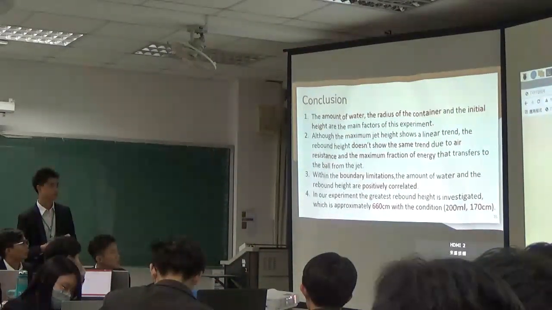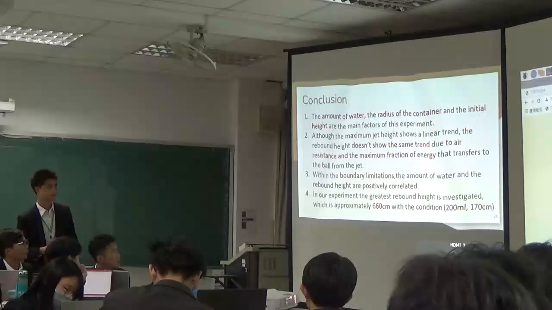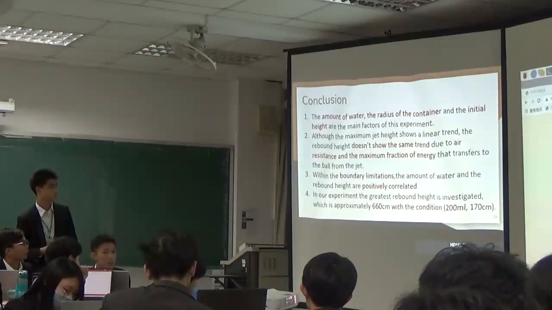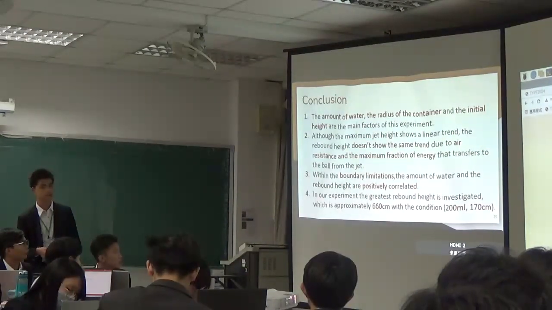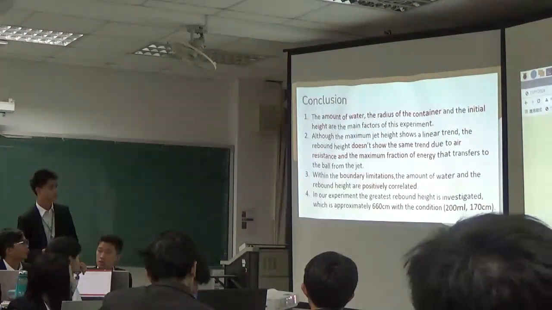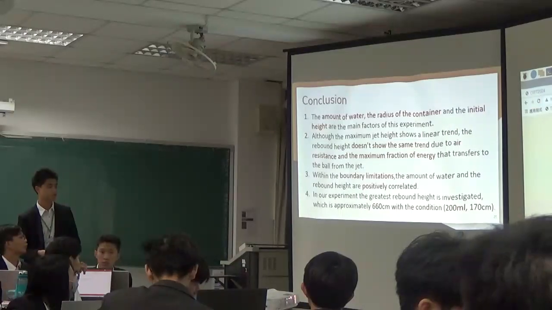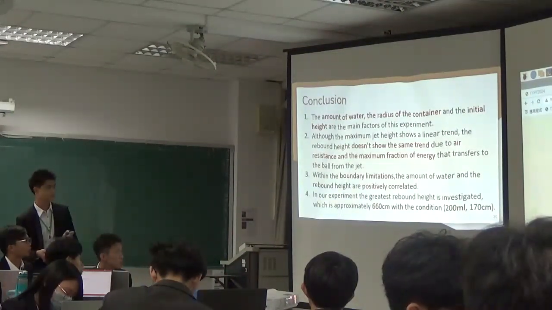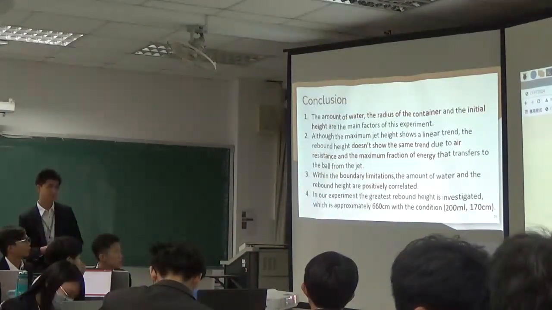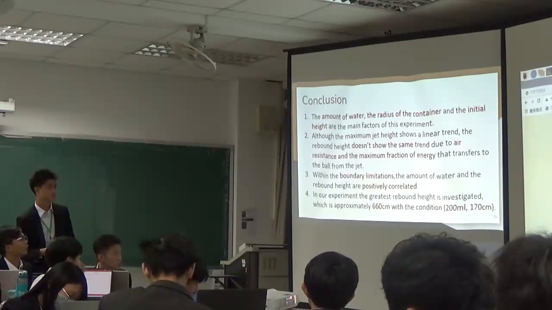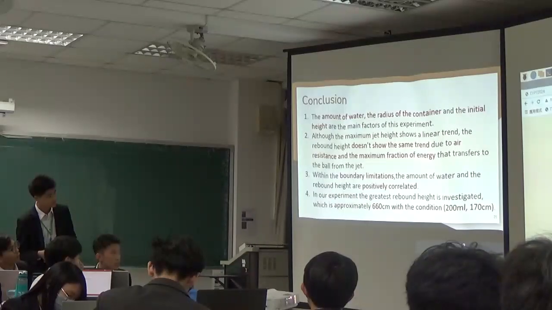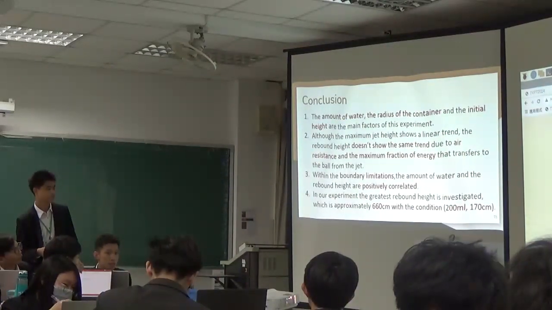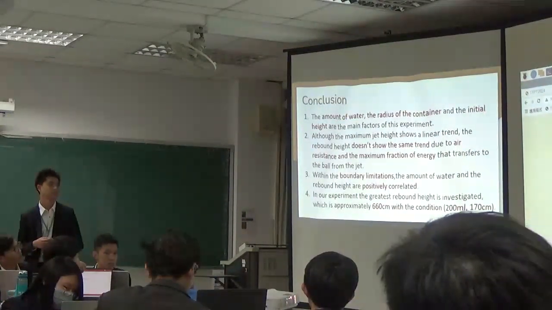And within the boundary limitations, the amount of water and the rebound height are positively correlated, according to our graph, our data. And in our experiment, the greatest rebound height investigated is approximately 660 centimeters, with the condition of 200 milliliters of water and 170 centimeters of initial height.